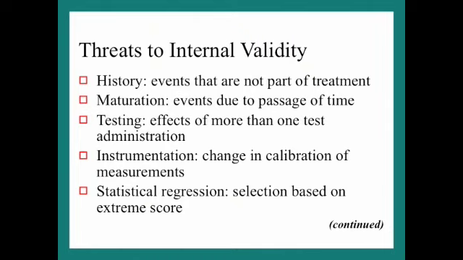Another threat is statistical regression. I call this regression towards the mean. That means you can keep doing the test over and over again, and people are going to start going back towards the mean, because we know the bell-shaped curve, and most people are in the middle. And then if we select individuals that are on either side of the extreme on scores, extremely low or extremely high, they're probably going to go back towards the middle over time. Statistically, we know that.